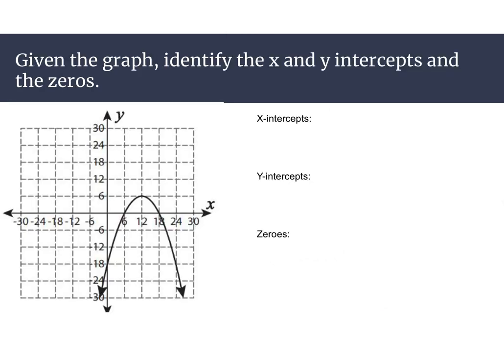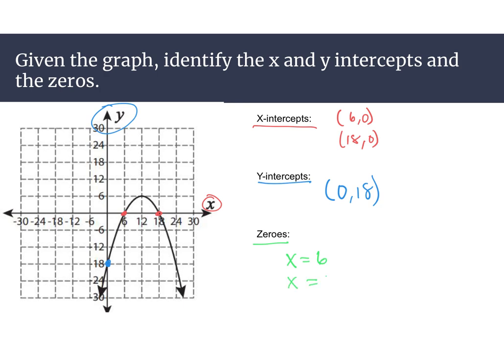So given this graph, we want to identify the x and y intercepts and the zeros. So the x-intercepts are wherever my graph is passing through the x-axis. And remember that we write our x-intercepts as ordered pairs. So that would be (6, 0) and (18, 0). Then we're going to find our y-intercept, which is what's crossing the y-axis. And that is happening at 18. So I'm going to write it as an ordered pair, (0, 18). The zeros are basically where your x-intercepts are. So x is going to equal 6 and 18.